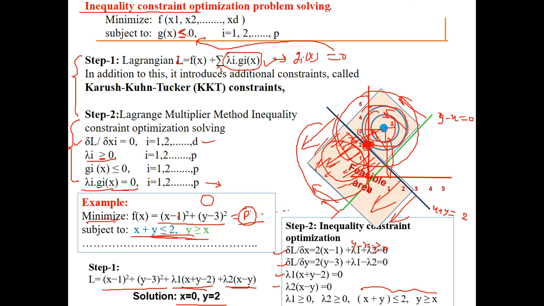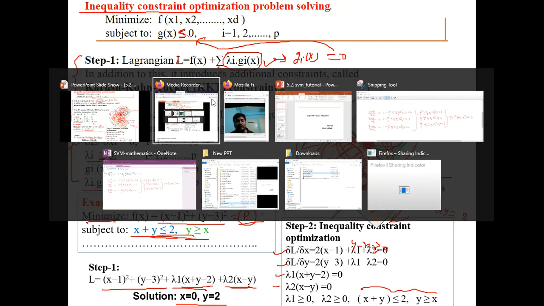So this is the way we have seen two examples of how to solve an optimization problem with the Lagrangian method having inequality constraints and equality constraints. Fine. Now in the next video we shall actually solve the SVM problem.